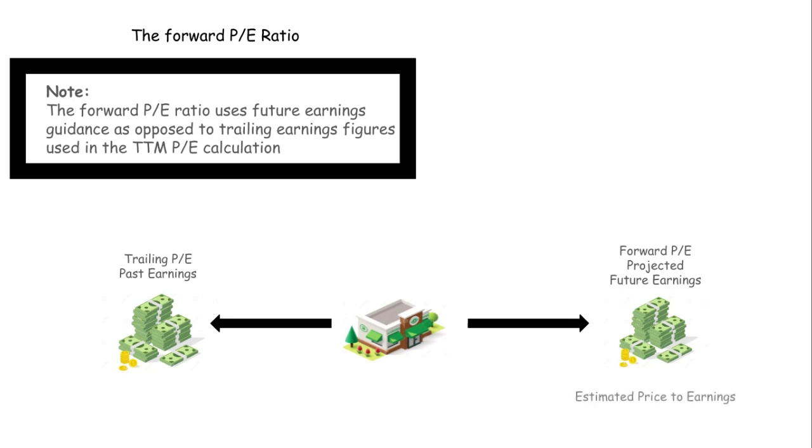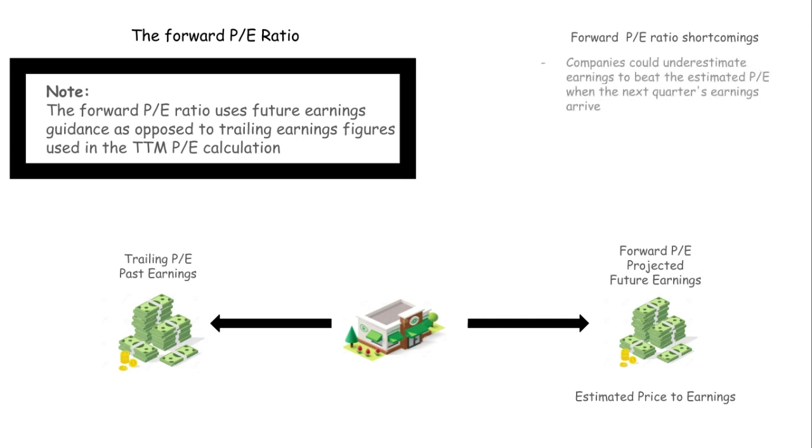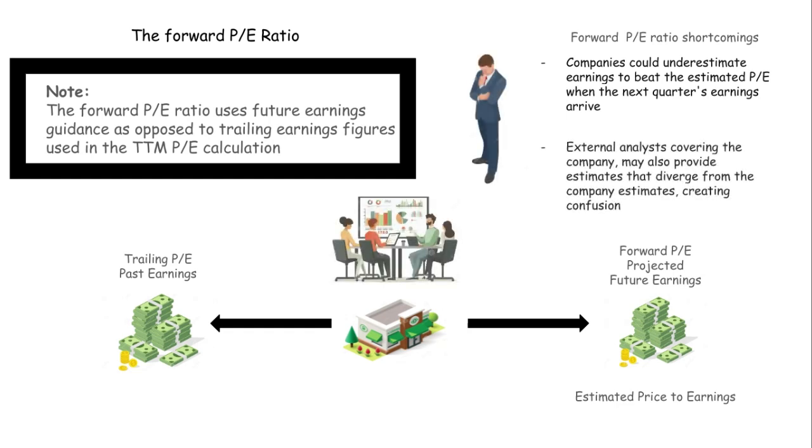Also alternatively known as the estimated price to earnings, this forward-looking indicator helps investors to compare the current earnings of a company to its future earnings and can clarify what earnings will look like without changes and other accounting adjustments. However, like the trailing PE ratio, the forward PE ratio also has its shortcomings. One issue is that companies could purposefully underestimate their future earnings to beat the estimated PE ratio when the next quarter's earnings arrive. Another issue is that external analysts covering the company may also provide estimates that diverge from the company management estimates. This could create confusion amongst investors looking to buy shares of the company.